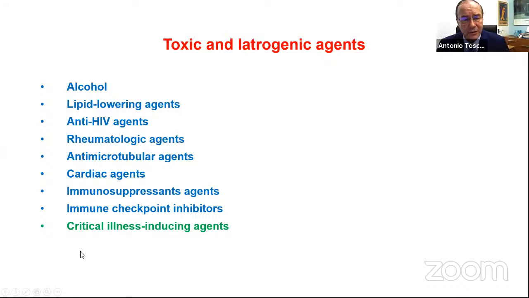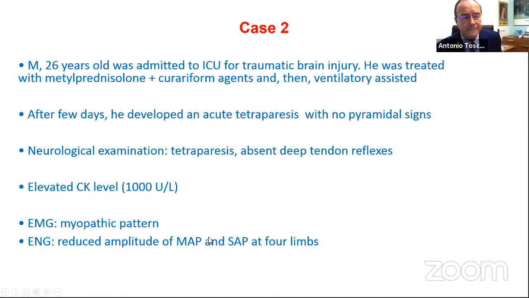And just to finish this group of agents, critical illness inducing agents. You know that critical illness is a very subtle disorder, so it's sometimes difficult to recognize it. Here, a case of a 26 years old man admitted to ICU for a traumatic brain injury, and he was treated for a long time with methylprednisolone and curariform agents, and then assisted because of respiratory insufficiency.